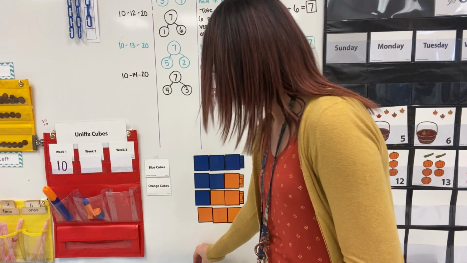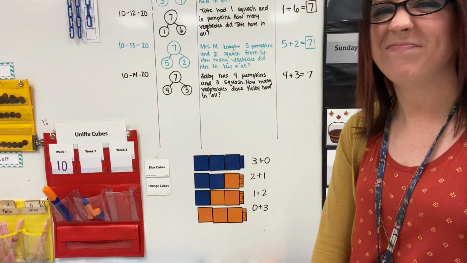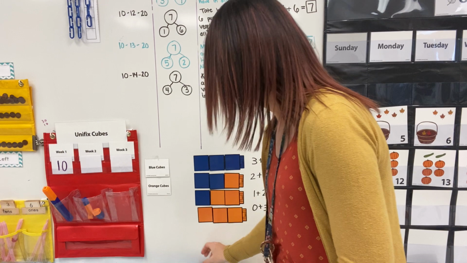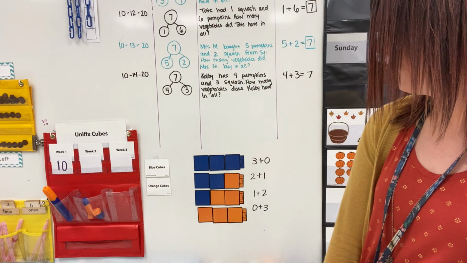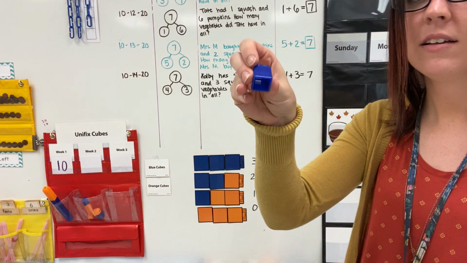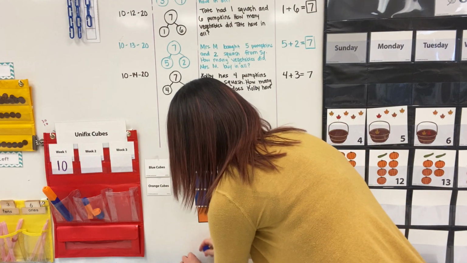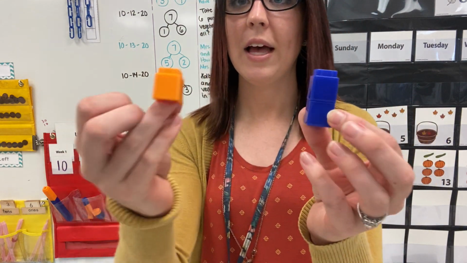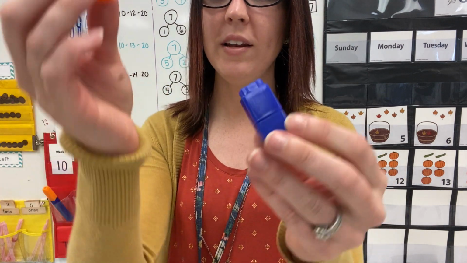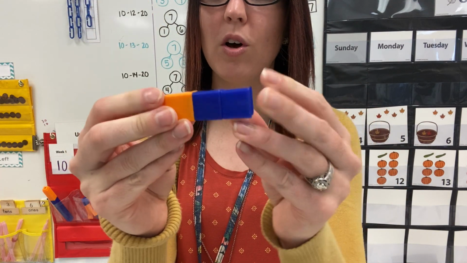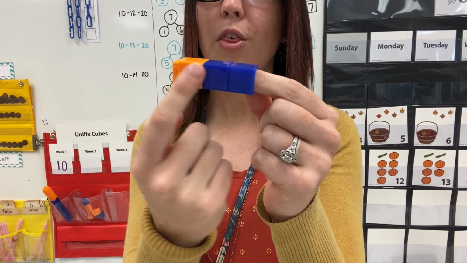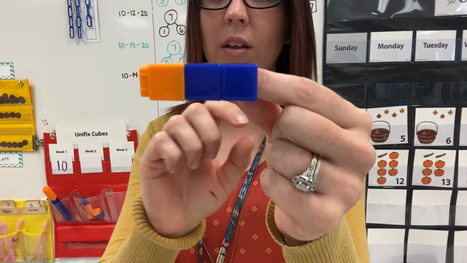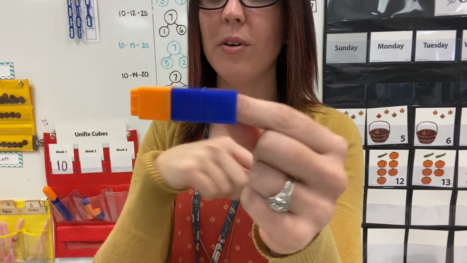Ooh, a blue. So could it be all orange? No. Oh, we got an orange. And another blue. So we got how many blue? 2. How many orange? 1. And how many cubes altogether? 3. Our 3 is made of 1 and 2. Altogether, that is 3. Very good.